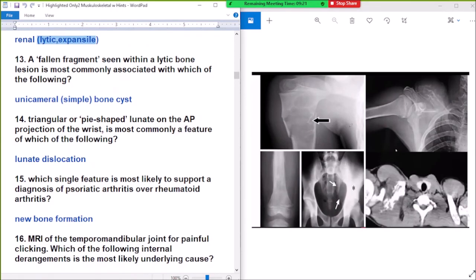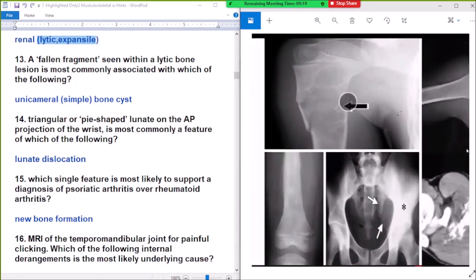Question number 13. A fallen fragment sign is seen within a lytic bone lesion, most commonly associated with the following: unicameral or simple bone cyst. Fallen fragment sign is seen in simple bone cysts.